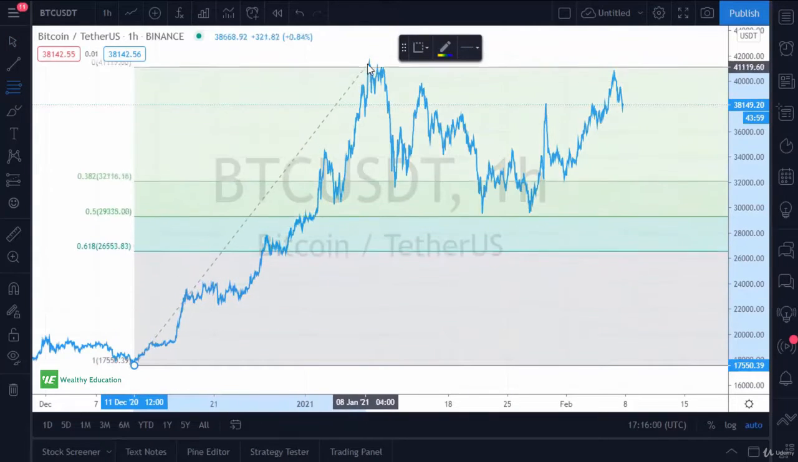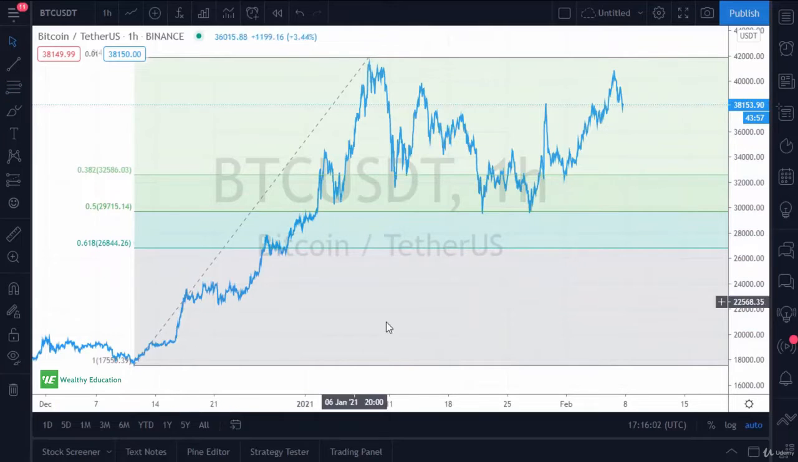So the first thing that I see is, notice how we have rallied significantly in Bitcoin. This is the hourly chart all the way up to 42,000. So a lot of times what people will do is they'll see something like this and they'll say, I want to get involved, but I don't want to pay up.